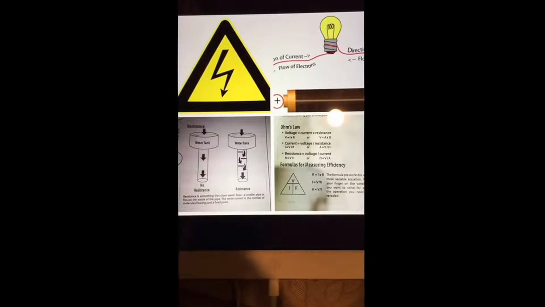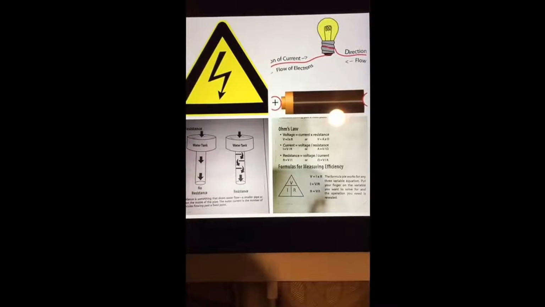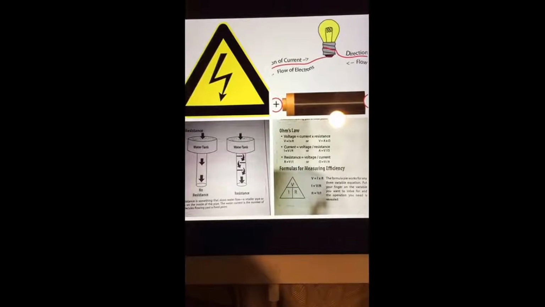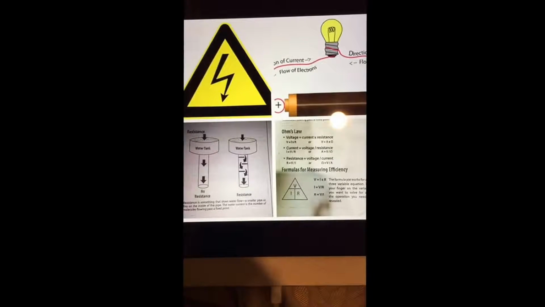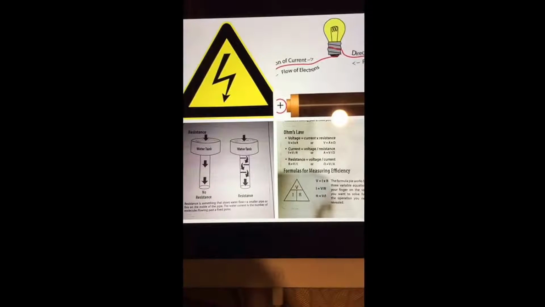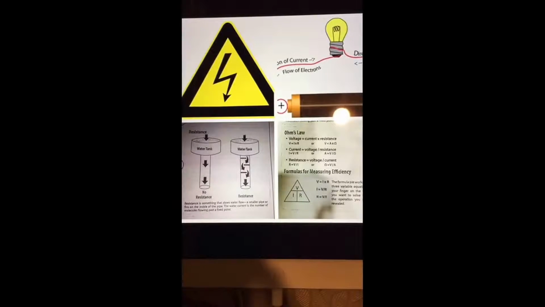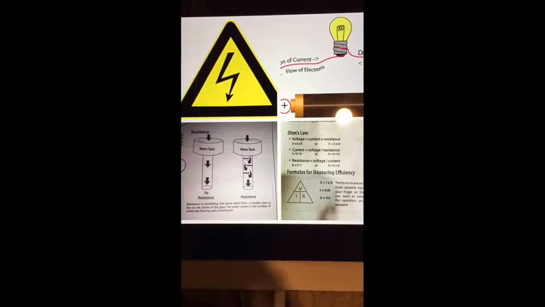The pressure that pushes electrons in a circuit is called voltage. Voltage is a measure of the strength of the current in a circuit and is measured in volts. The way voltage works is it sends out electrons with sufficient force to flow around the circuit and light up the bulb. The water pressure is equivalent to voltage.